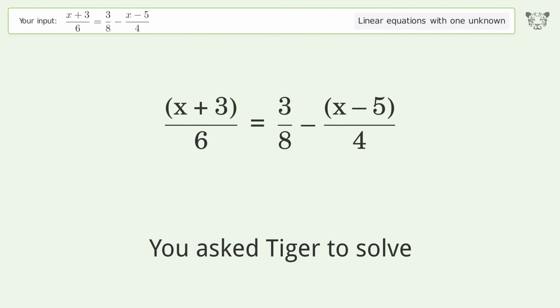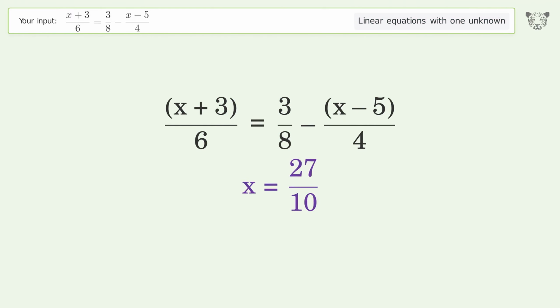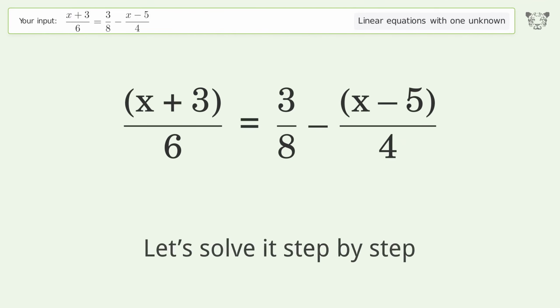You ask Tiger to solve this. This deals with linear equations with one unknown. The final result is x equals 27/10. Let's solve it step by step.